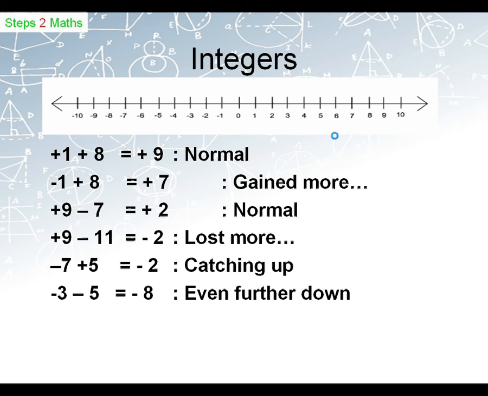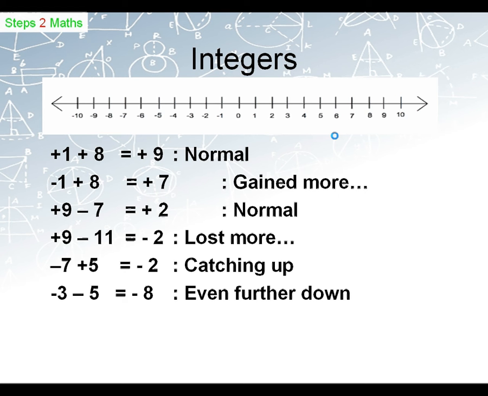So you've counted up 8 places and you're at +7. You'll notice there's a little note that says you've gained more. What I'm saying is you've gained more than you were down. You were down 1 and you gained more, so you know that you're now ahead. Let's look at another example.